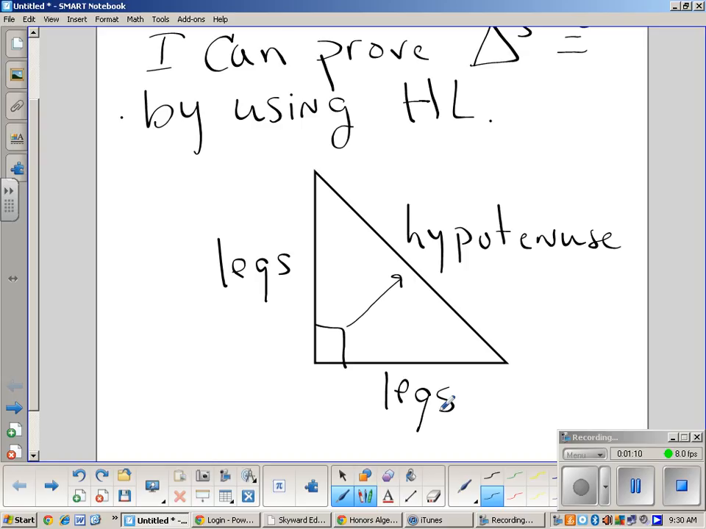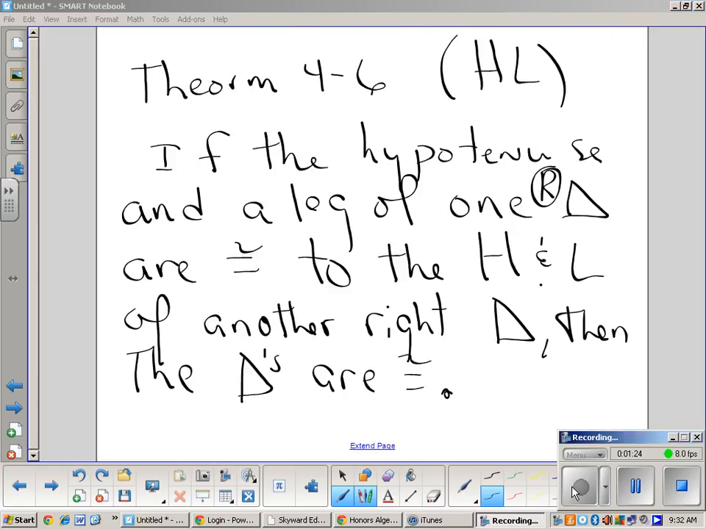Now, let's talk about the HL. What do you think H is going to stand for then? Hypotenuse. And the L would stand for? Length. Yes, okay. So it's as simple as that. Let's take a look at the actual HL theorem and what it says.